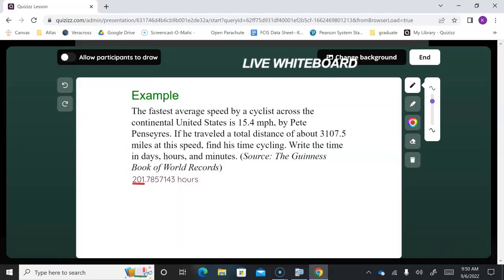So let's start with this 201. How can I figure out how many days 201 hours is? Divided by 24. Okay? So 201 divided by 24 is what? 8 days, right? 8 days. Now, I have that decimal, and I also have decimals left over.